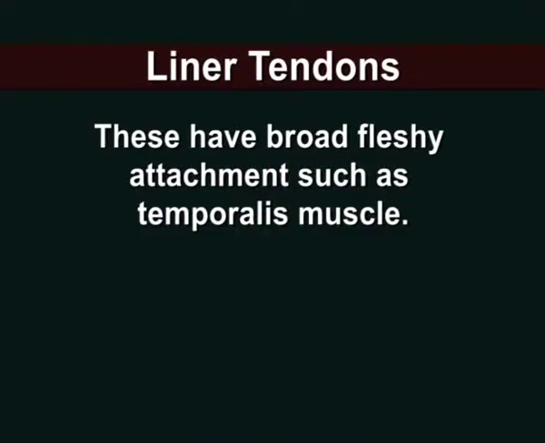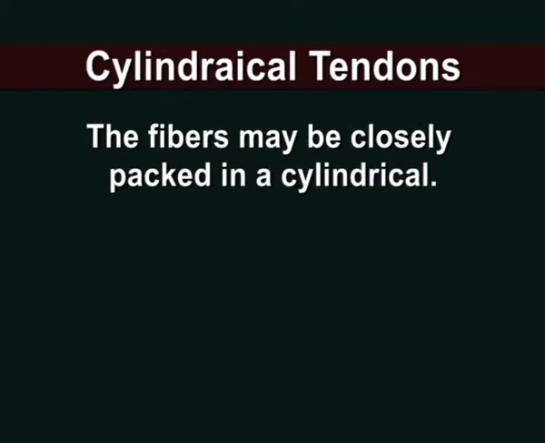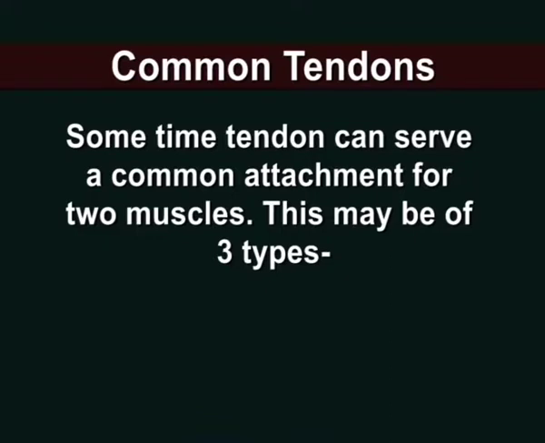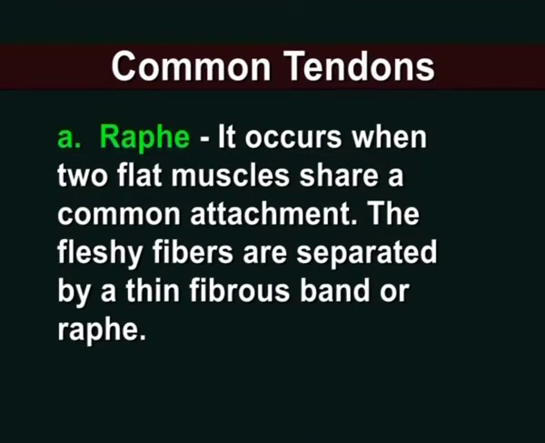Linear tendons. These have a broad fleshy attachment, such as the temporalis muscle. Cylindrical tendons. The fibers may be closely packed in a cylindrical pack. Common tendons. Sometimes a tendon can serve as a common attachment for two muscles. This may be of three types. Raphe. It occurs when two flat muscles share a common attachment. The fleshy fibers are separated by a thin fibrous band, or raphe.